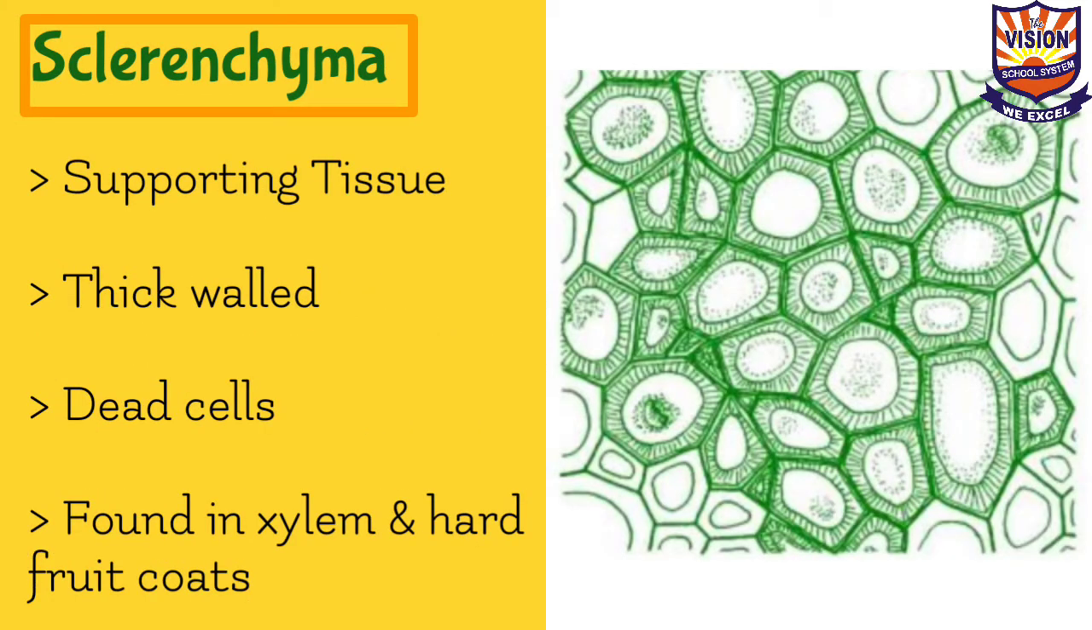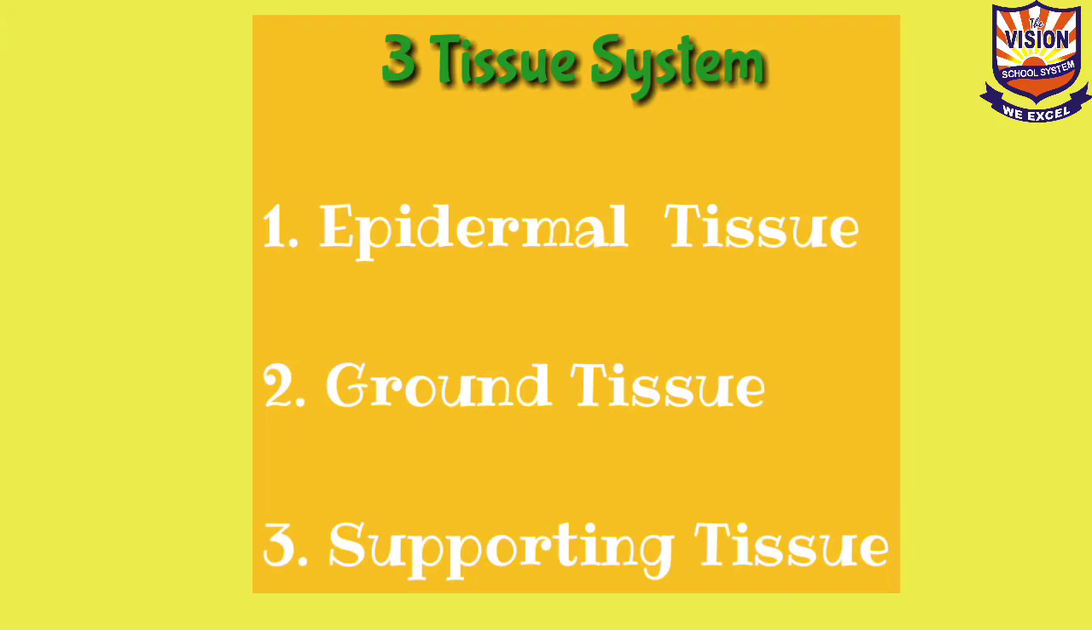The third is sclerenchyma. Sclerenchyma consists of very long, narrow, thick-walled cells. When sclerenchyma cells fully mature, they die, and once they are dead, they simply maintain the structure of the plant. They are found in xylem and the hard fruit coats. Before moving ahead to complex tissue, let's first discuss the tissue systems present within a plant, each of which serves an important function for the plant.